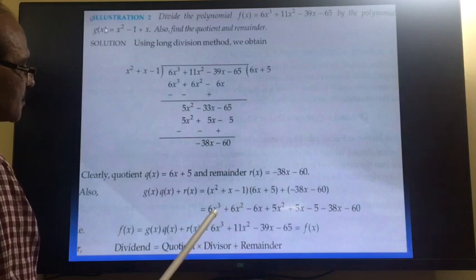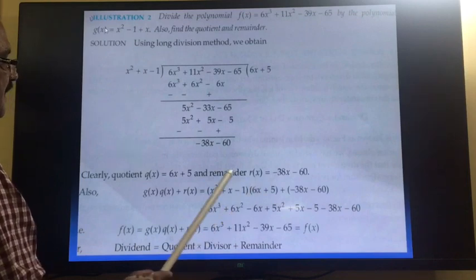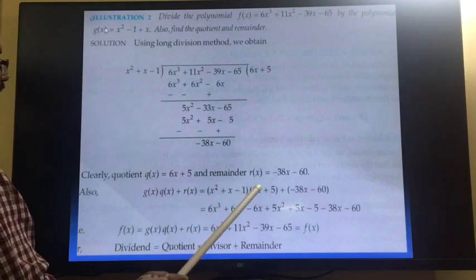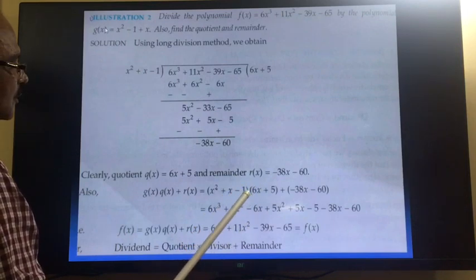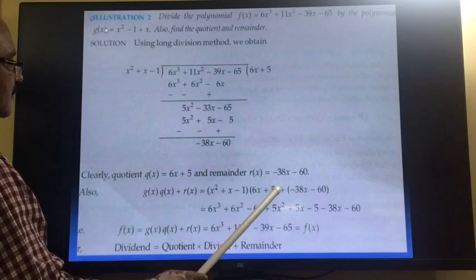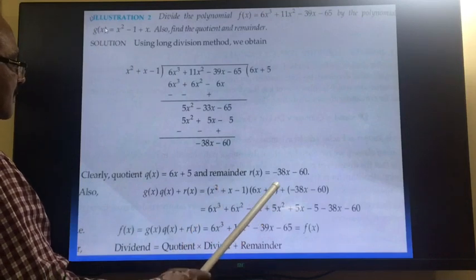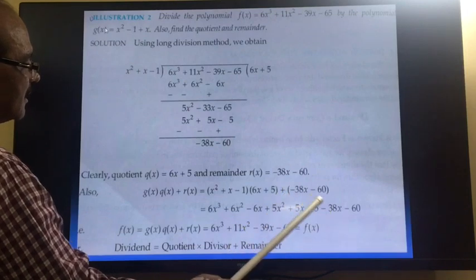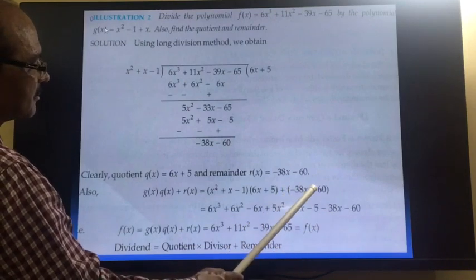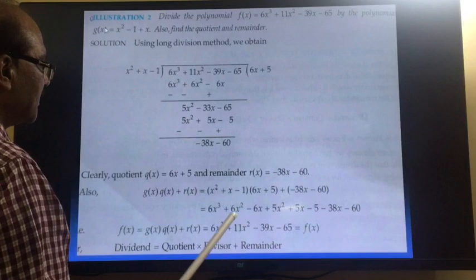So 6x into x square is 6x cube, 6x into x will be 6x square, and 6x into minus 1 is minus 6x. Then 5x square, then 5x, and then minus 5. Then plus minus 38x and plus minus 60. Now we will collect the like terms.